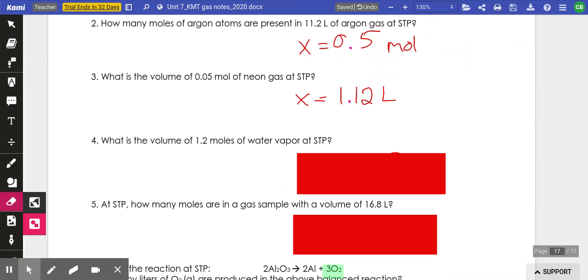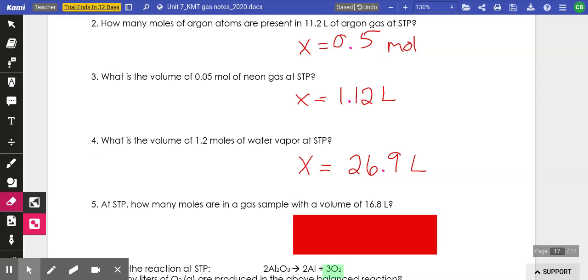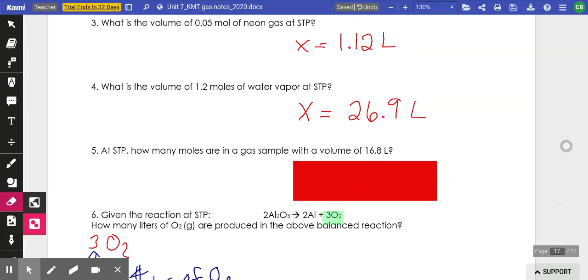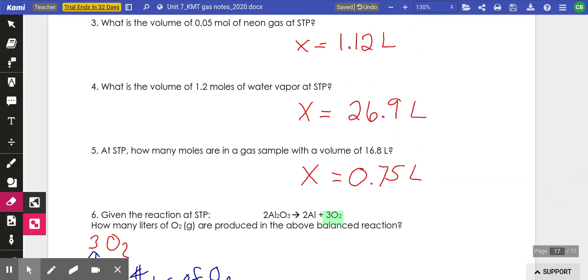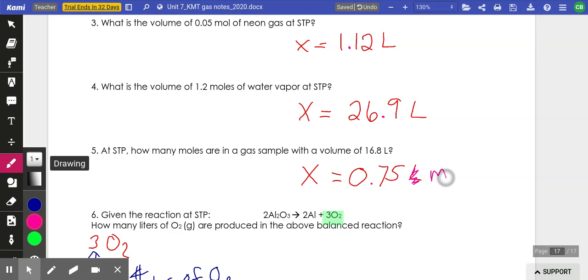Let's try number 4 next. Okay, how about that? Did you get that as your final answer? Check it if you did not. All right, number 5. Let's do this one. Okay, hopefully you got 0.75, oops, that should say 0.75 moles. Hopefully you got that as your final answer.